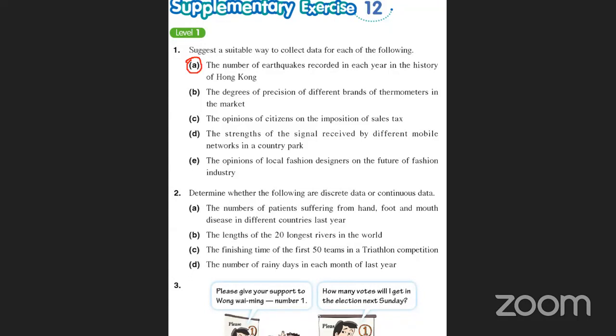Okay, let's go to 1A. Anyone want to answer? Okay, if you want to know the number of earthquakes recorded, any previous information, very good. Someone has answered already. Okay, and then how about this one? This one.